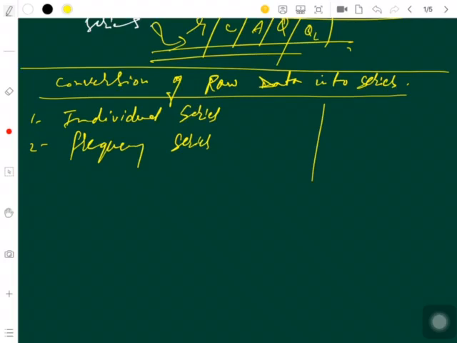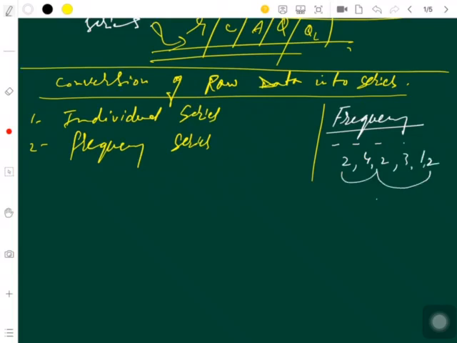Let us define frequency first. It's my problem, I cannot help it, I take each and every word into consideration. Frequency is the number of times a particular element is repeating itself. See 2, 4, 2, 3, 1, 2, 1, 2, 3. The frequency of 2 is 3. Okay, it is repeating itself 3 times.